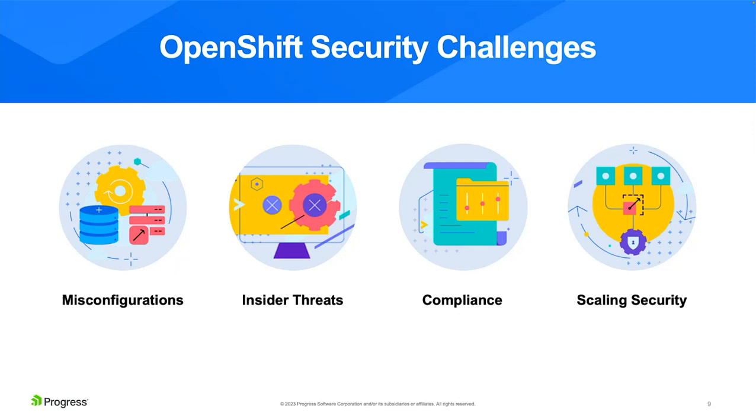Another security challenge they face is scaling the security. Organizations are continuously scaling, and if they're using OpenShift, they will need to manage the security at scale. And scaling brings in complexity, which means it is important to have the right tools and processes in place to ensure security scales seamlessly across clusters.